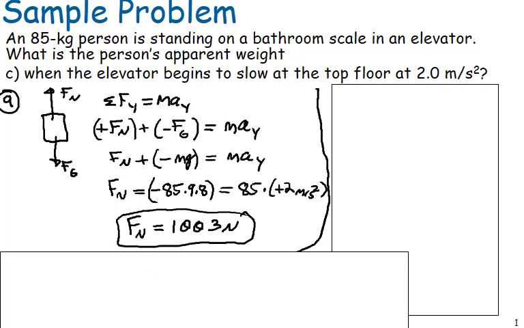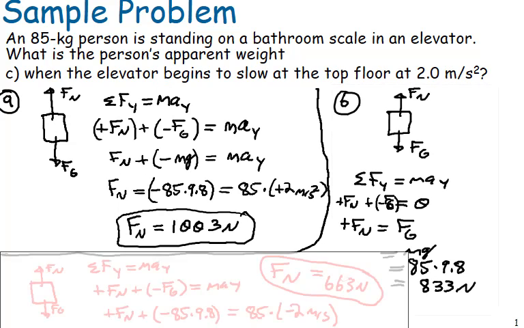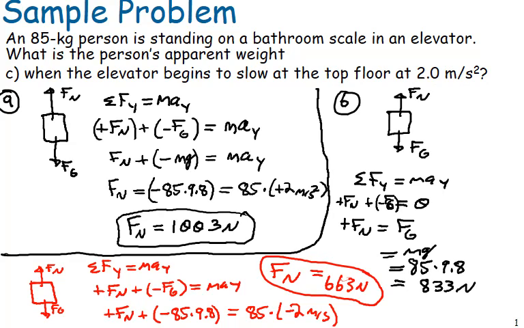All right, so let's see how you did. We should get, for part C, 663. The key with this one is recognizing as the elevator is going up, it is slowing, so therefore the acceleration is downward. And the acceleration is, as it goes up, it's slowing, and therefore the acceleration is -2. And so that's the key with that one there.